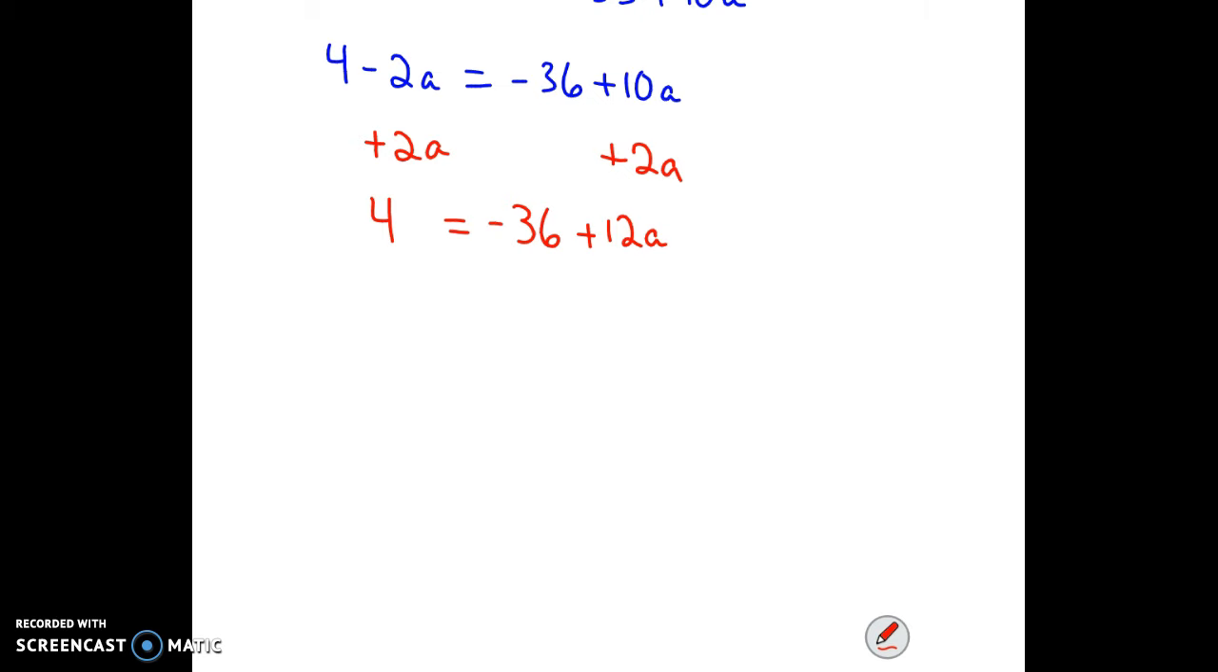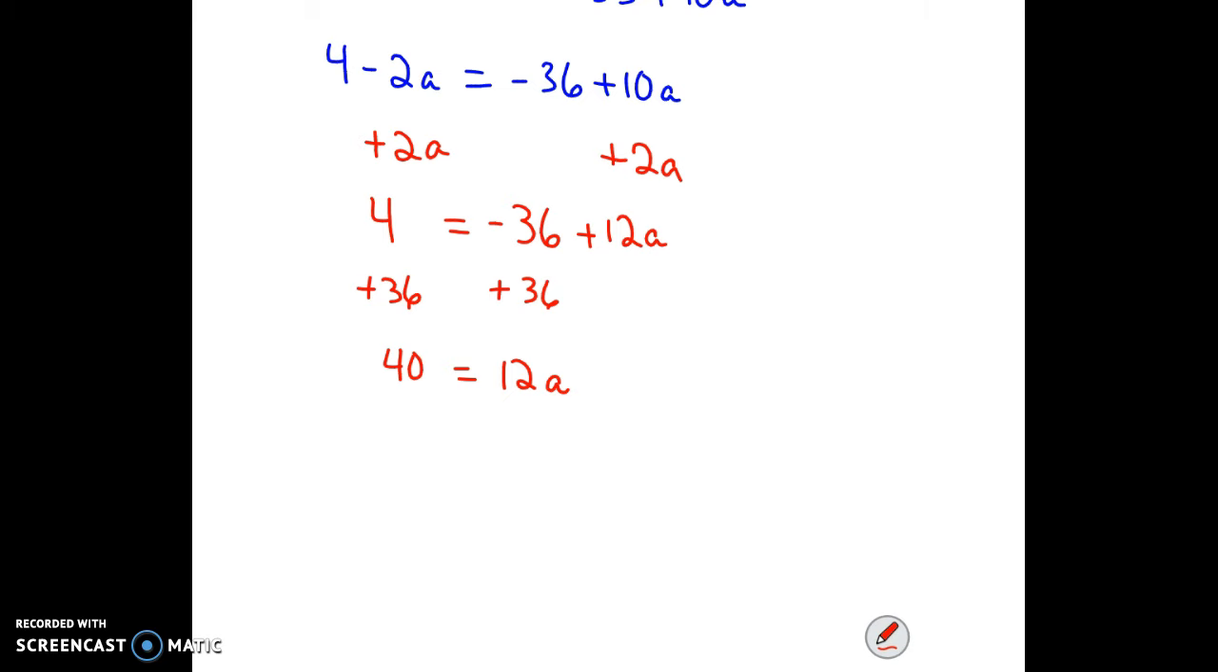And now I've got a 4 on the left equal to negative 36 plus 12a. Now, in order to move this negative 36, I need to add 36 to both sides. And now 4 plus 36 is 40 equals 12a. And finally, to get a all by itself, a times 12 equals 40.